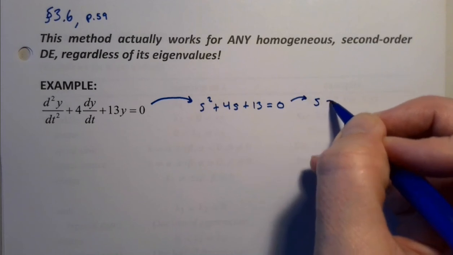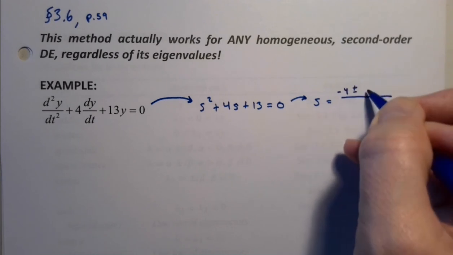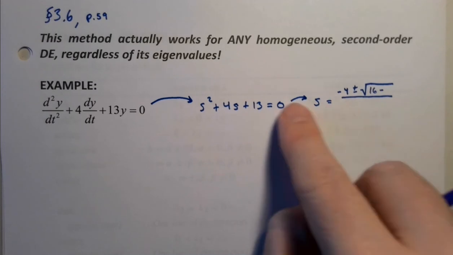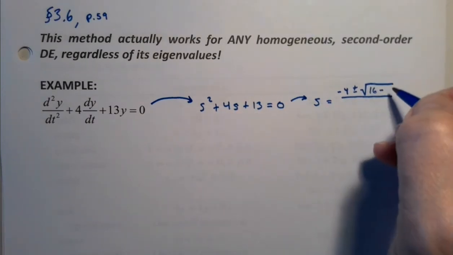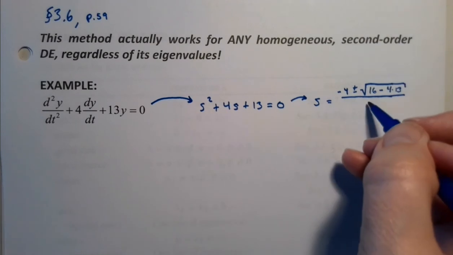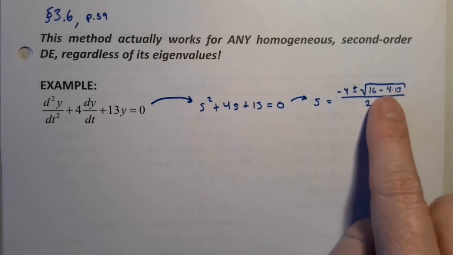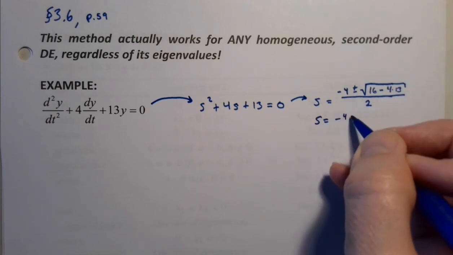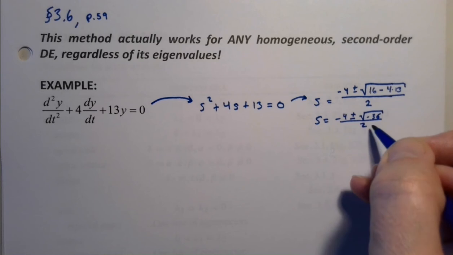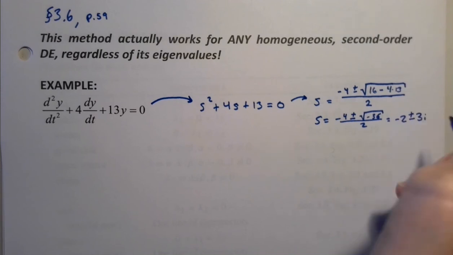We can solve it for s and say s is going to be equal to, using our quadratic formula, -4 plus or minus the square root of 4 squared, so 16, minus 4 times 1 times 13, so minus 4 times 13. And in the denominator, because our leading coefficient is just 1, it's just 2. So with a little bit of effort, we find out that 16 minus this becomes a total of -36. So we have s equal to -4 plus or minus root -36 all over 2, which is, after a little bit of effort, equal to -2 plus or minus 3i.